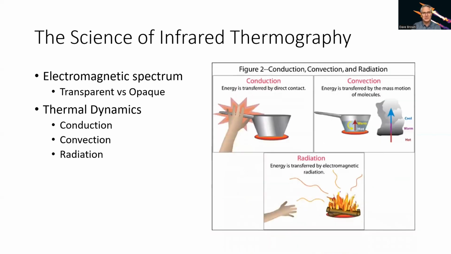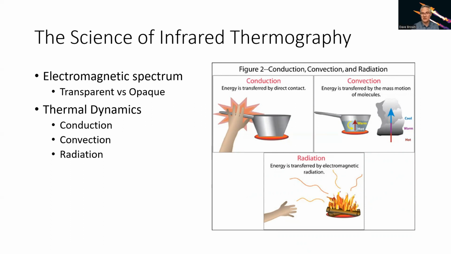Now let's review thermal dynamics. We usually think of heat as transferring in one of two ways. Conduction is the movement of heat through or between two different solid materials. Convection is the movement of heat from that solid material to a gas or liquid adjacent to it, or vice versa. So the most obvious example of that would be boiling an egg in water.